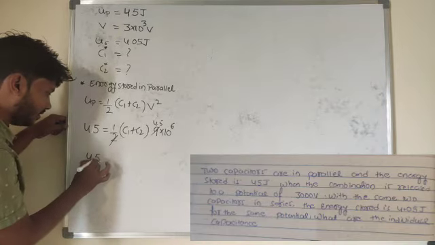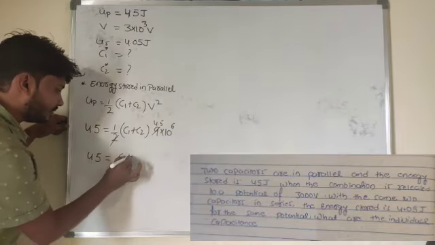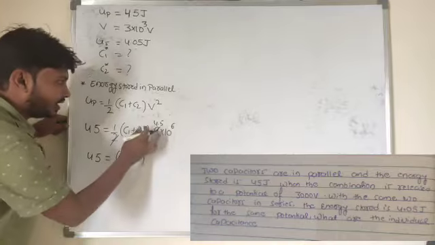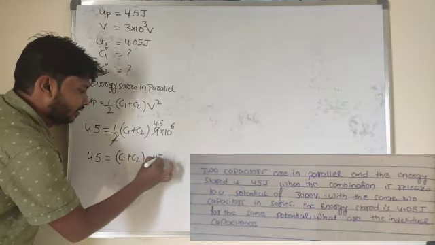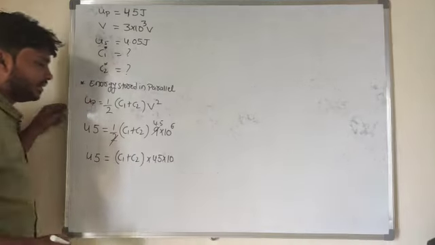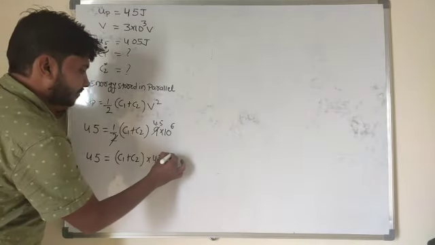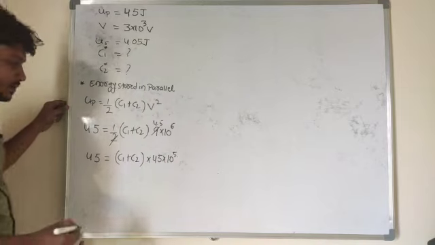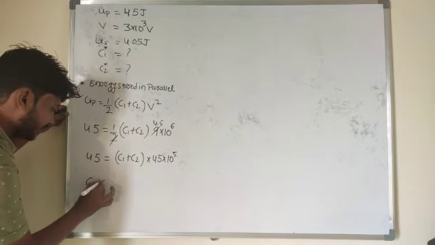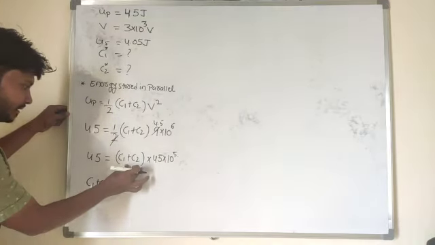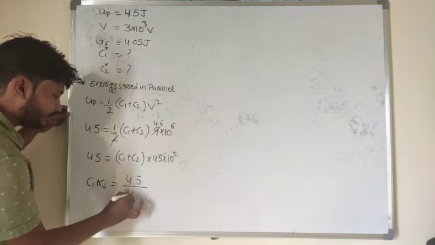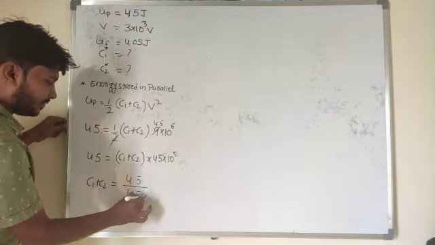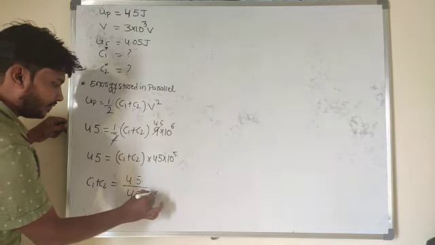So look at here, 45 is equal to (C1 + C2) times 4.5 into 10 to the power of 6, or 45 into 10 to the power of 5 here. So let me find out that C1 plus C2 value. C1 plus C2 is equal to what? 45 divided by 45 into 10 to the power of 5 here.